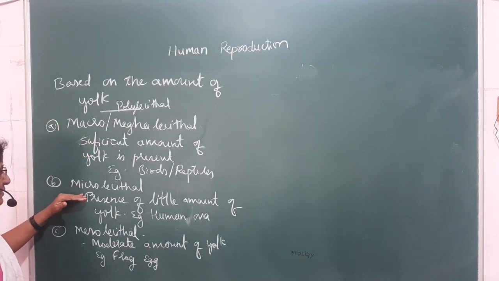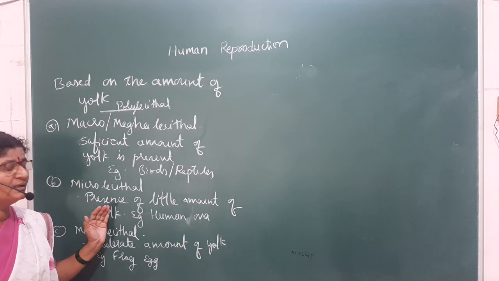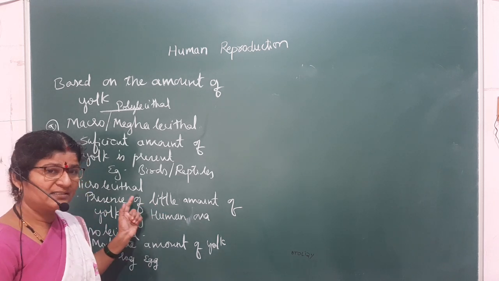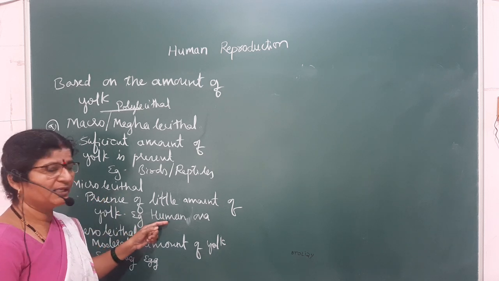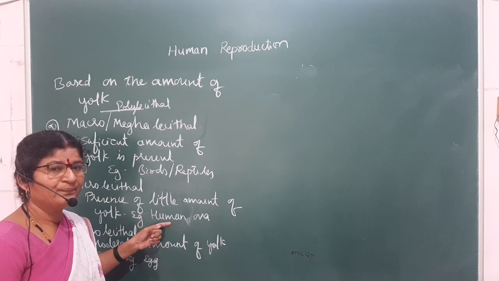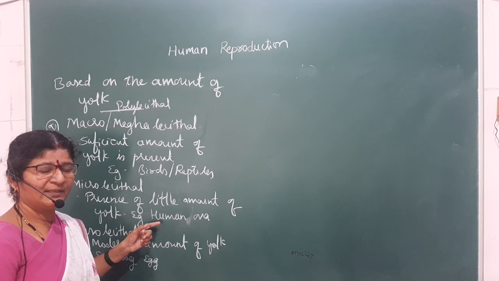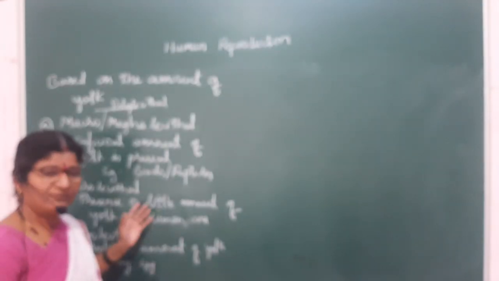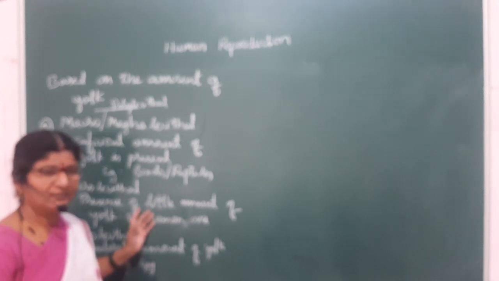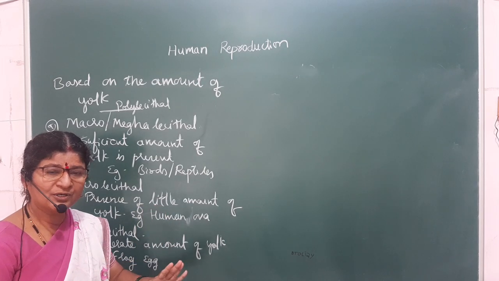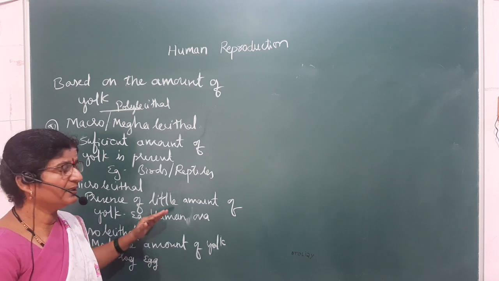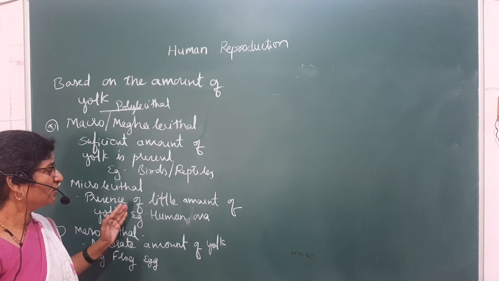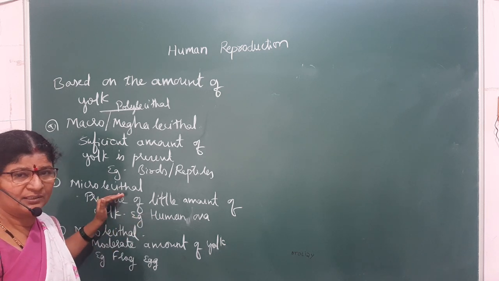And microlecithal, the name itself indicates a little amount of yolk is present in the egg. Such ovum you will see in the human beings. Here, for the development of the embryo, sufficient amount of yolk is not present. Apart from the yolk which is present in the egg, the mother's body supports the development of the baby. And in human beings, through the placenta, food is supplied to the baby. So such eggs are called as microlecithal.